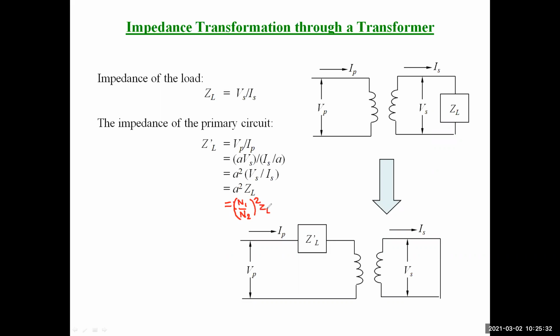Okay, so like this. A is nothing but N1 by N2. By substituting this, we get the primary impedance after transferring the secondary impedance to the primary: N1 by N2 whole square into ZL. So this way we have to convert the secondary impedance to the primary side.